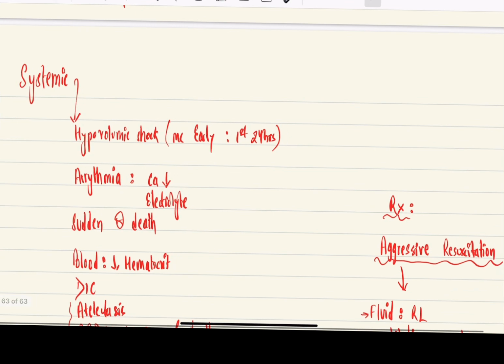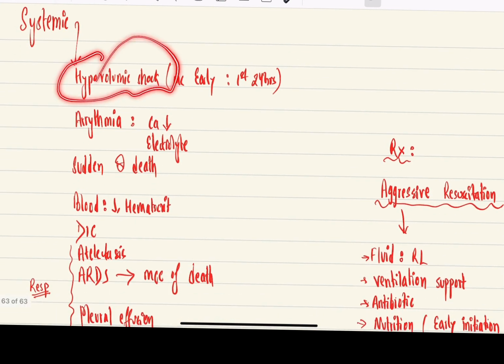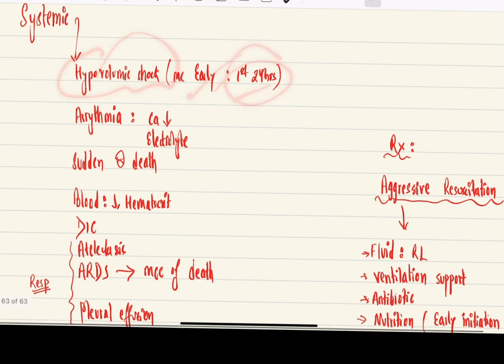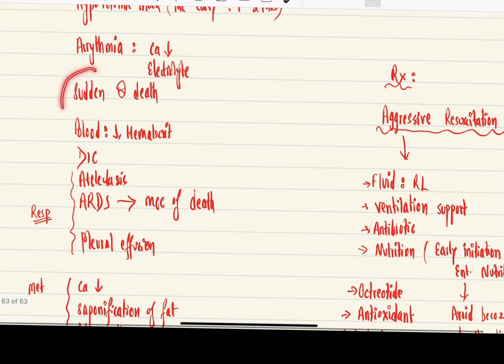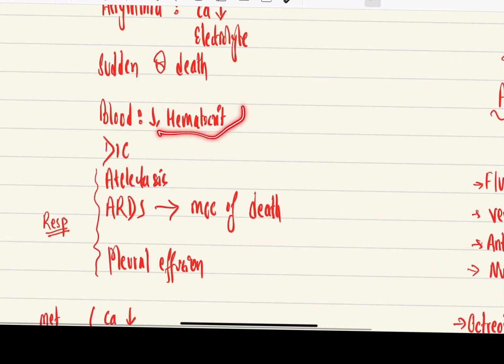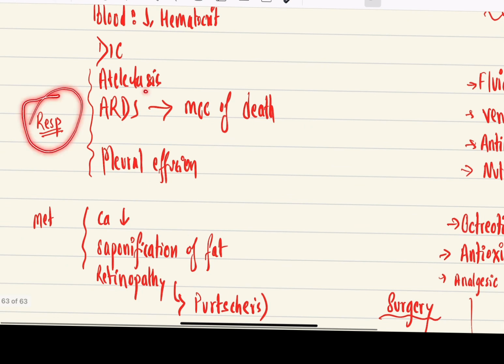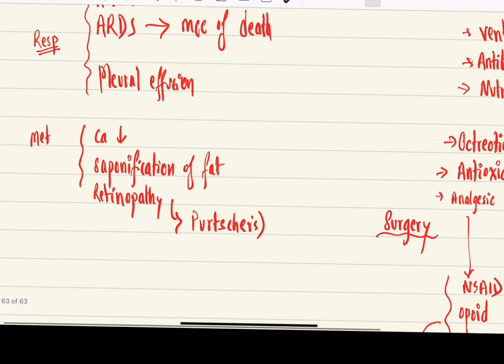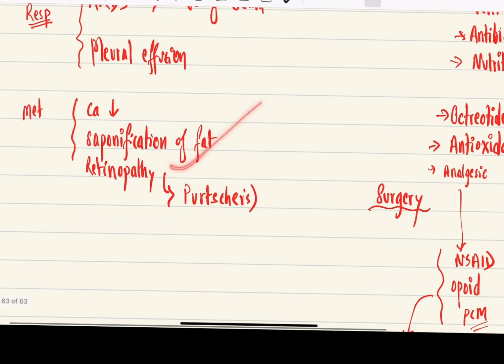Now let's see the systemic complications. They are hypovolemic shock, most commonly occurring in the first 24 hours, and arrhythmia due to hypocalcemia and electrolyte imbalance. It might result in sudden cardiac death, fall in hematocrit, and DIC. In the respiratory system, there might be atelectasis, ARDS, the most common cause of death, and pleural effusion. Metabolic complications might include hypocalcemia, saponification of fat, and retinopathy.